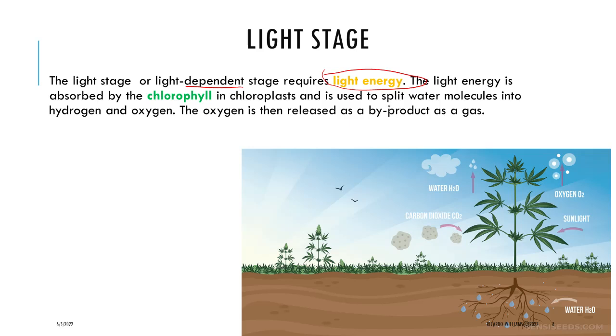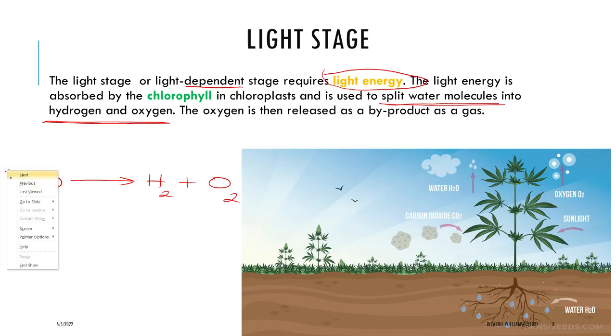Now, what is that light energy used to do? It is used to split water molecules into hydrogen and oxygen molecules, right? And the oxygen is going to be released when it is in excess. So in the light stage, let's put an equation for that. That's going to be H2O, the water, and then we're going to split it now to hydrogen plus oxygen. So here now is the equation.